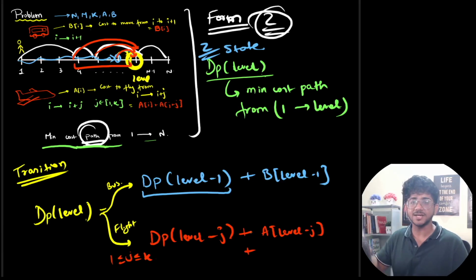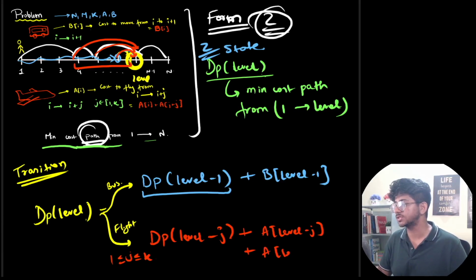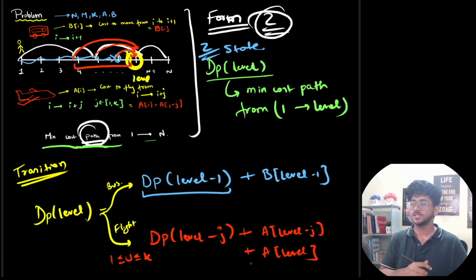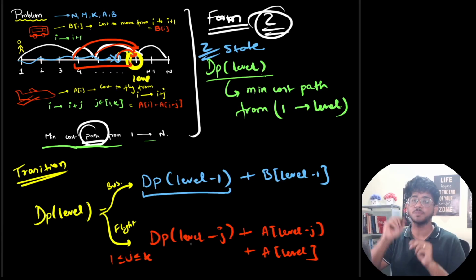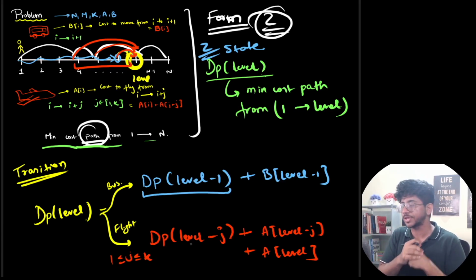Plus I'm going to land at this particular city. So A of level is going to get added. Okay. So that is the total cost to reach this particular place if I come from this particular city with a single flight directly. So that's the last transport that I took. Okay. So these are the two transitions, right? And this seems very simple, right?